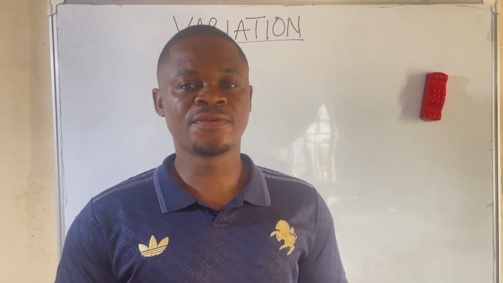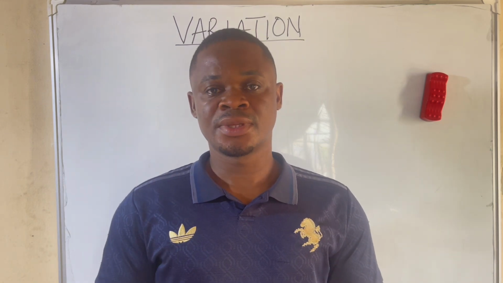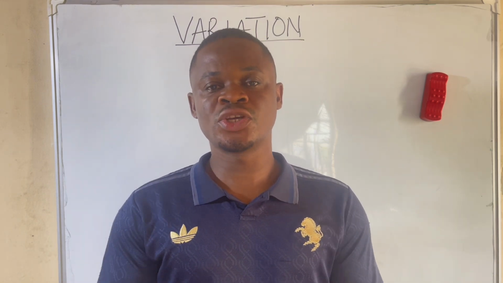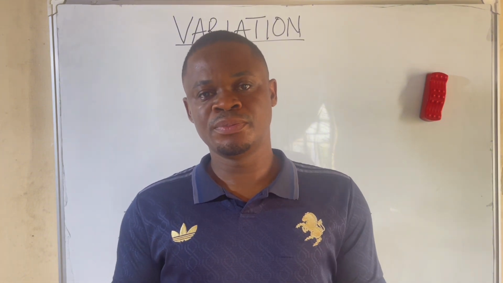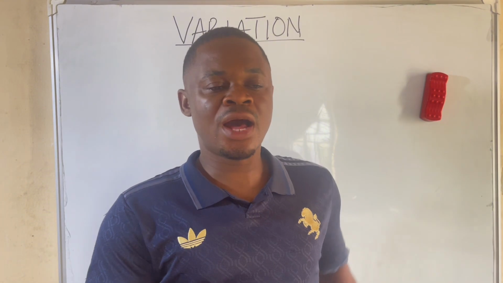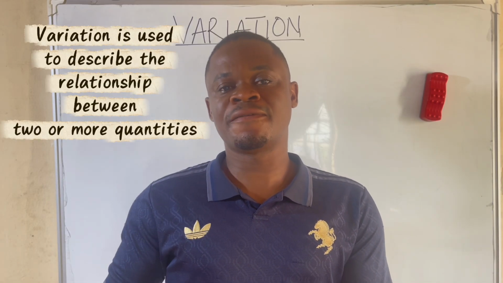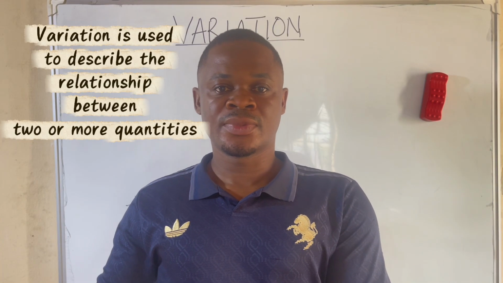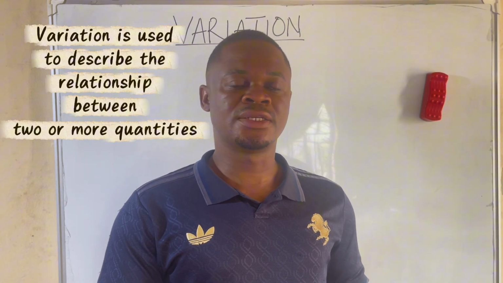So first of all, what is variation in mathematics? In mathematics, when we talk about variation, we are talking about the relationship between two quantities, how a particular quantity will affect another quantity. Let me give you an example: speed and time.